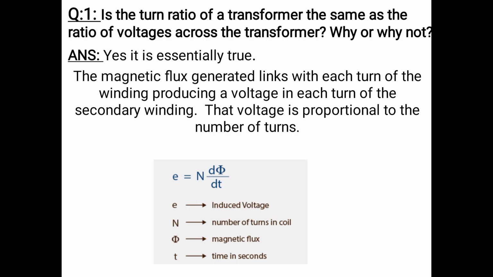The magnetic flux links with each turn of the winding, producing voltage. In each turn of the secondary winding, the voltage is proportional to the number of turns. Here E = N dΦ/dt. E shows the induced voltage, N shows the number of turns in the coil, Φ is the magnetic flux, and t is time in seconds.